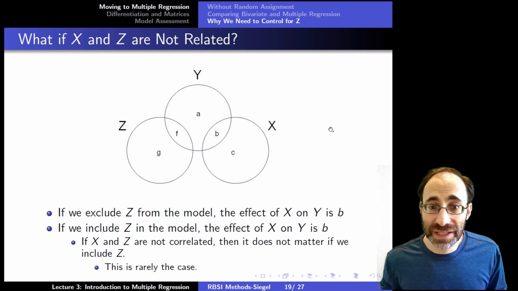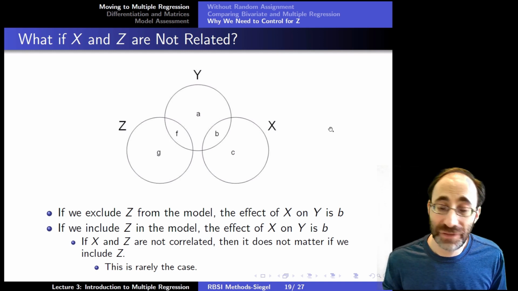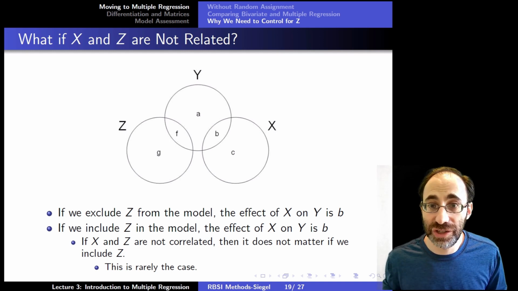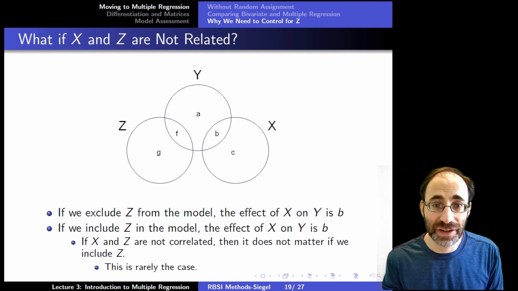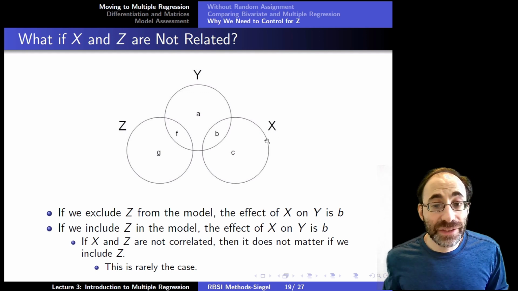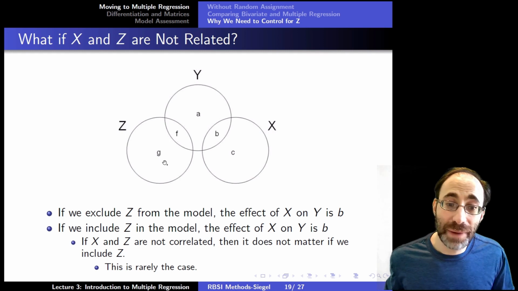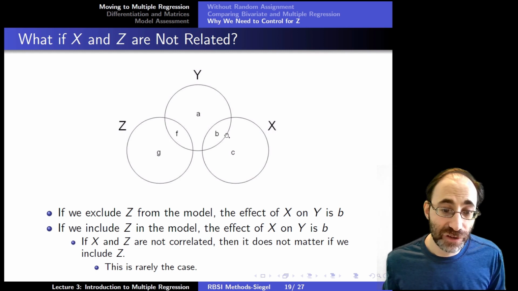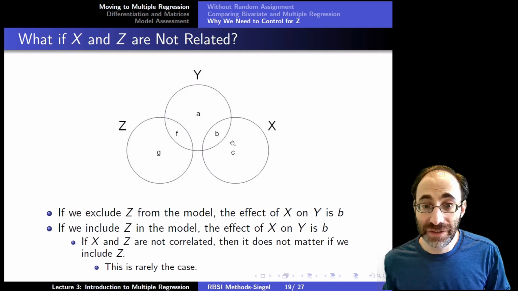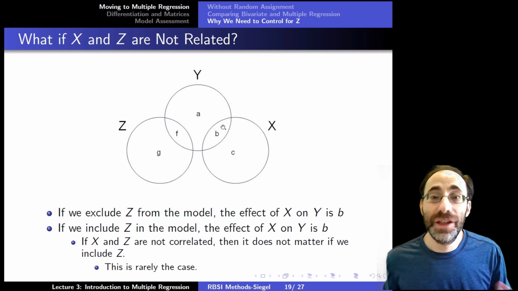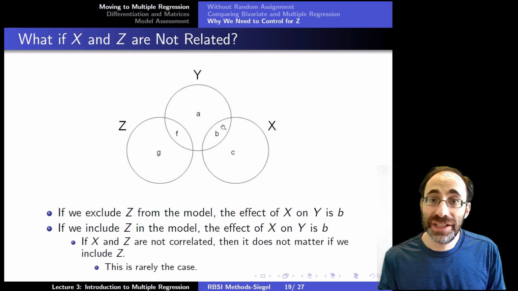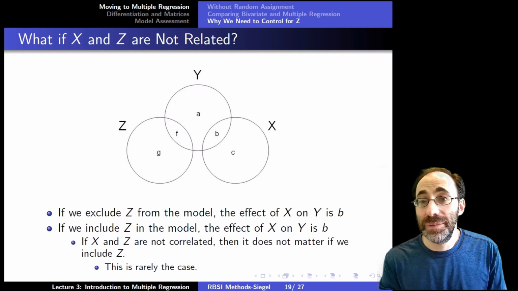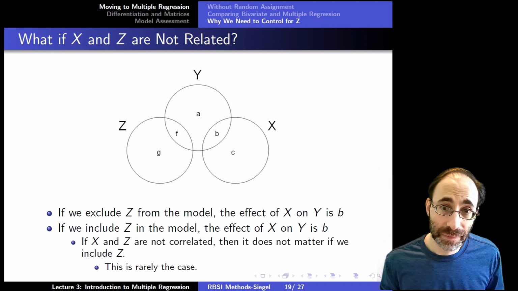Now, this problem does not exist if x and z aren't related at all. If x and z have no relationship, right? There's no common variance. They don't covary. Then if we exclude z from the model like this, the effect of x on y is b, and if we include z in the model, the effect of x on y is still b. Nothing changes. So if x and z aren't correlated, it doesn't matter if we include z or not.